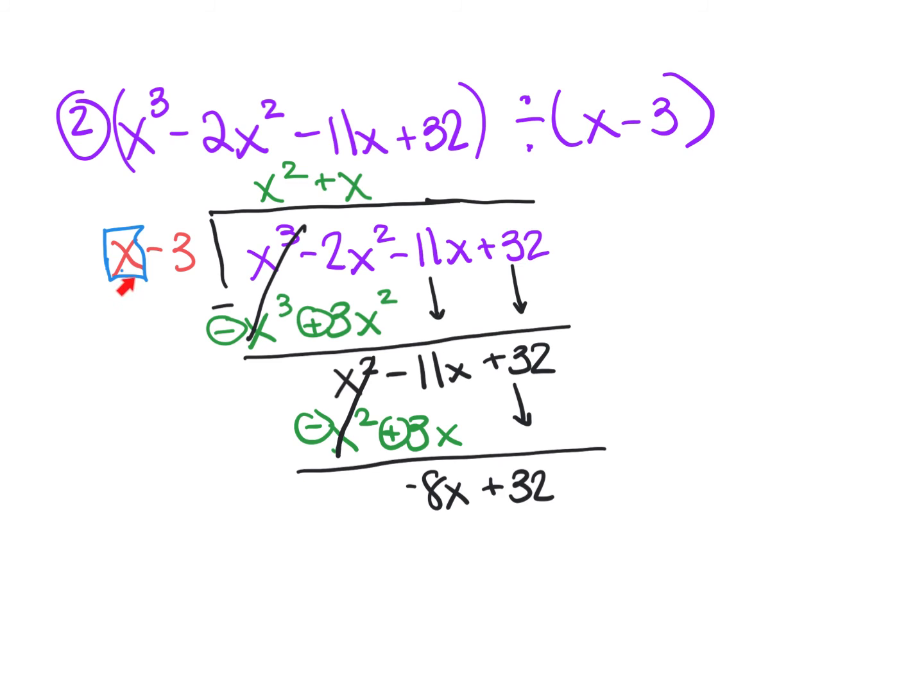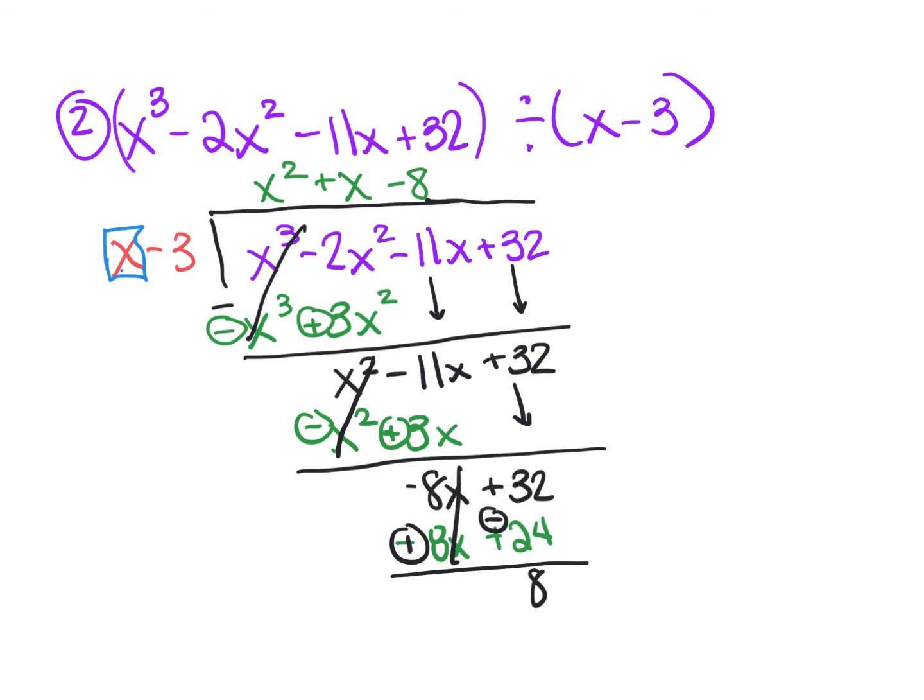So how many times will x go into a negative 8x? That'll be a negative 8. Negative 8 times x is negative 8x. Negative 8 times a negative 3 is a positive 24. And again, I'm going to go through and change these signs. That's a plus. That's a minus. 32 minus 24 will be equal to a positive 8.